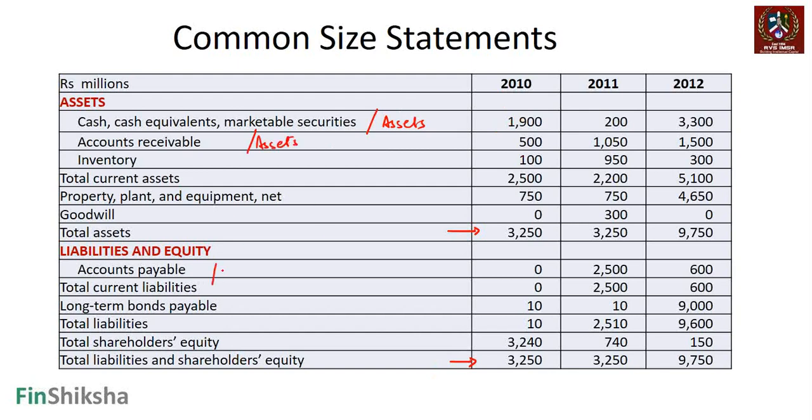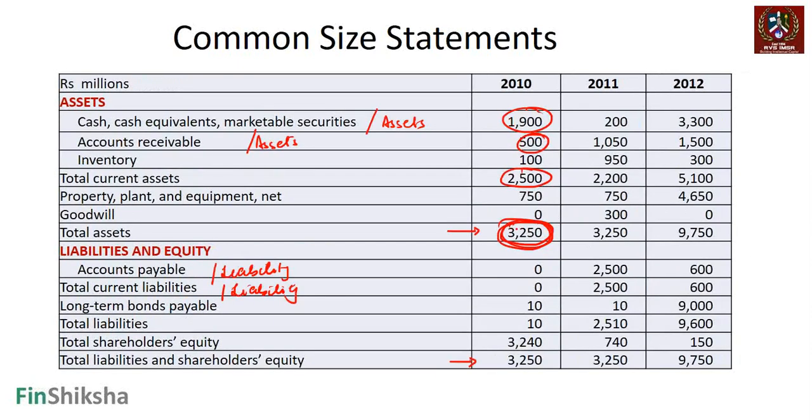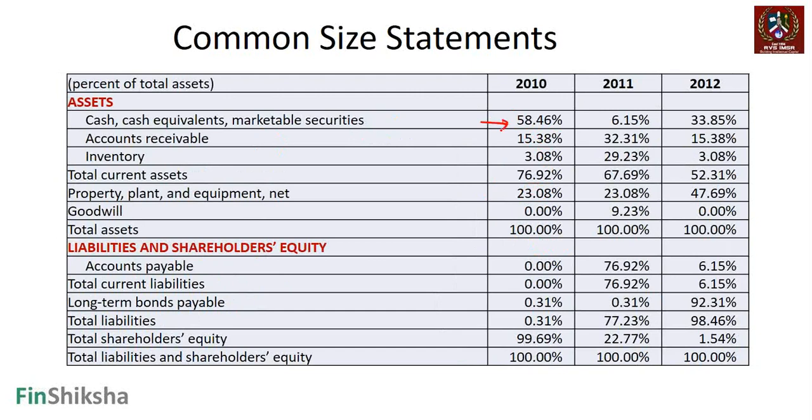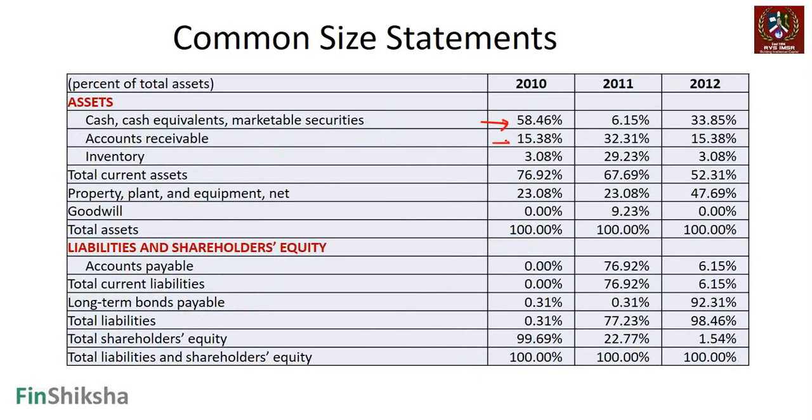And similarly here, I have to divide each of these numbers by the total liability number of that year. So 1900 gets divided by 3250, and then 500 gets divided by 3250, and then 2500 gets divided by 3250, and so on and so forth. What that does is it gives us a sheet in this format. So if you divide 1900 by 3250, you will get 58.46%. If you divide 500 by 3250, you'll get about 15%.